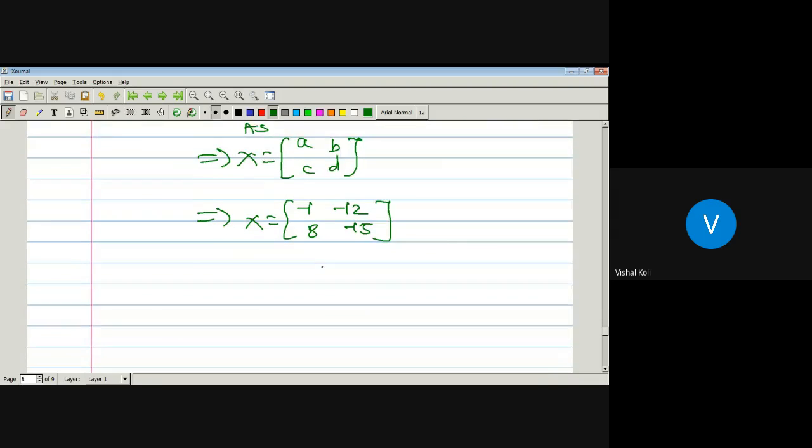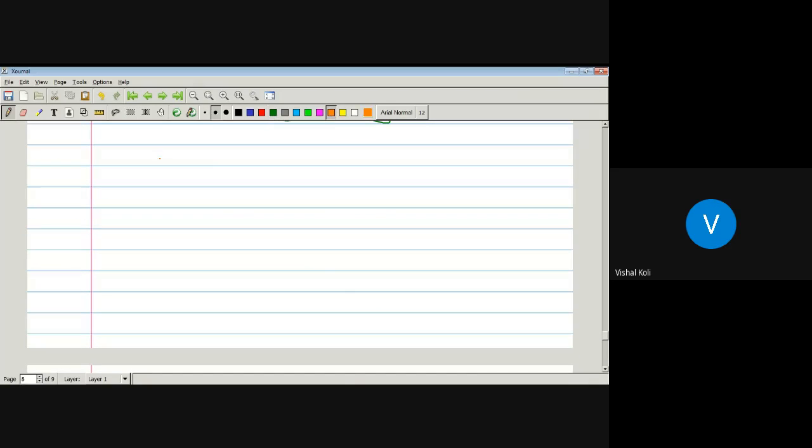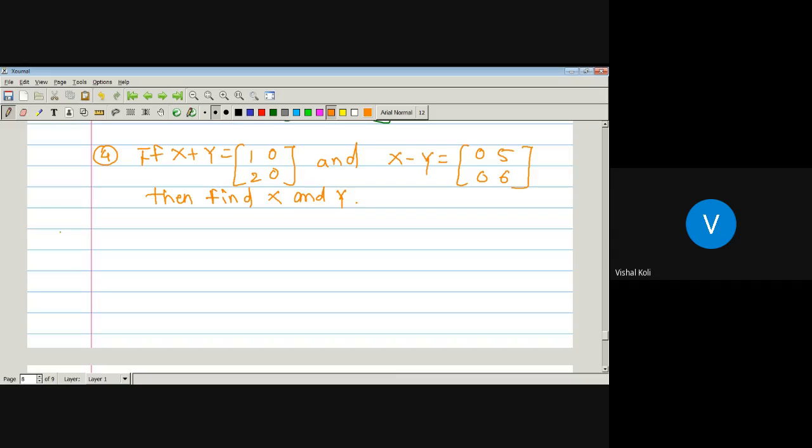Now there is one more example. If capital X plus capital Y is equal to [1 0; 2 0] and capital X minus Y is equal to [0 5; 0 6], then find capital X and capital Y. Okay, now here X plus Y equals this one, and X minus Y equals this one. Both X plus Y and X minus Y are matrices.